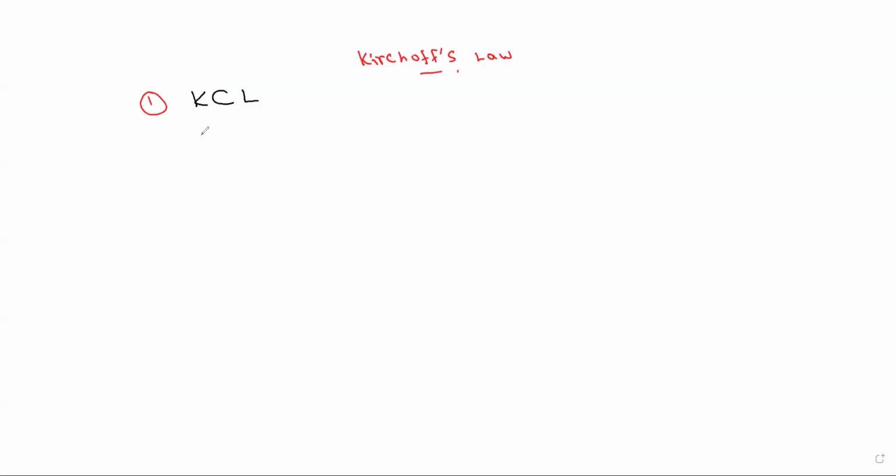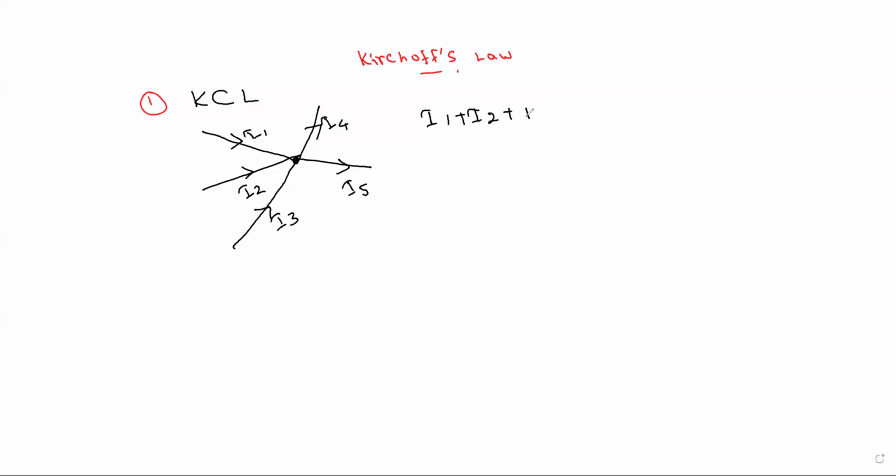As an example, let's consider a circuit with I1, I2, I3, and also I4 and I5, like this. I1, I2, and I3 are coming into the junction, and I4 and I5 are going out of the junction. So according to KCL, I1 plus I2 plus I3 must be equal to I4 plus I5. Okay, this is the KCL.